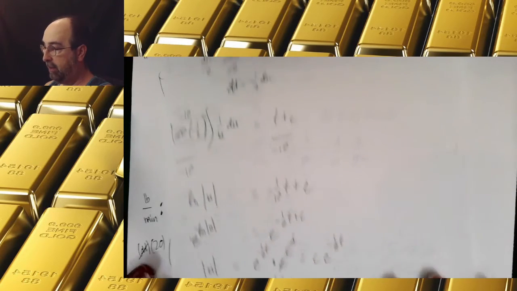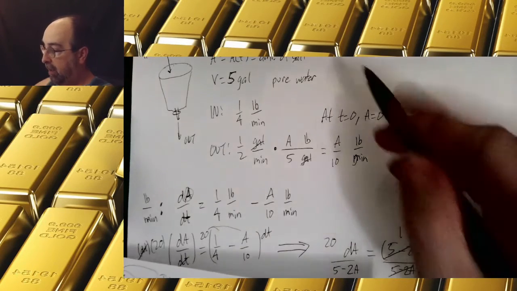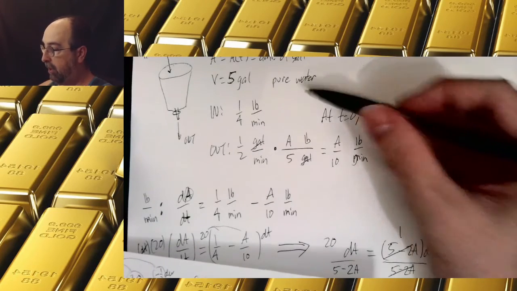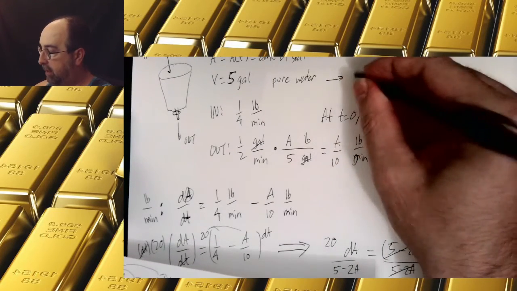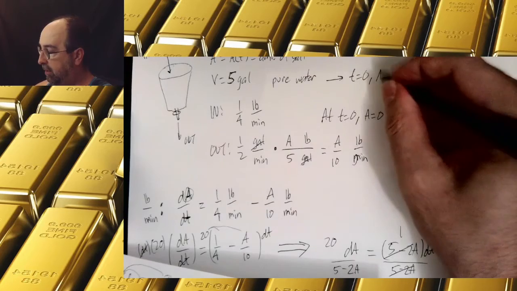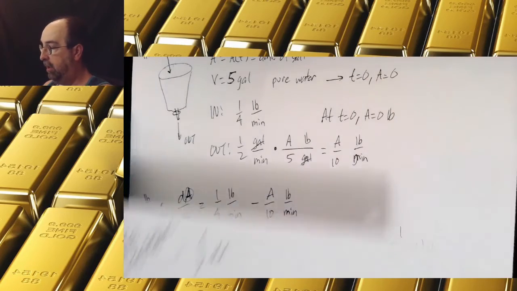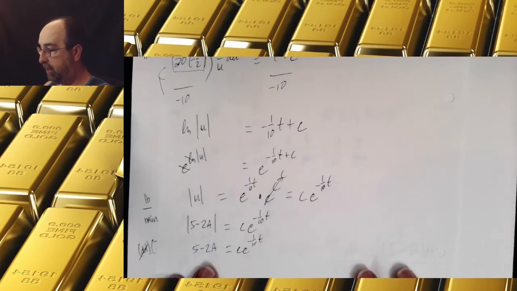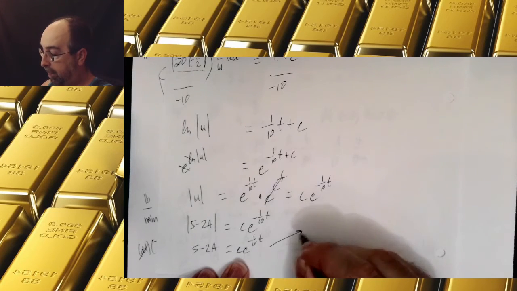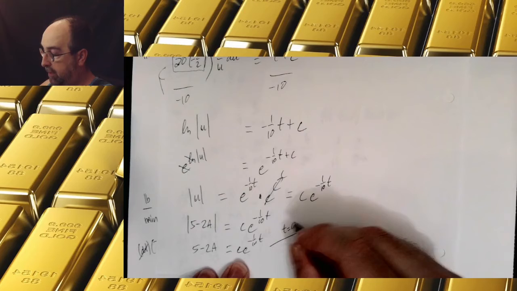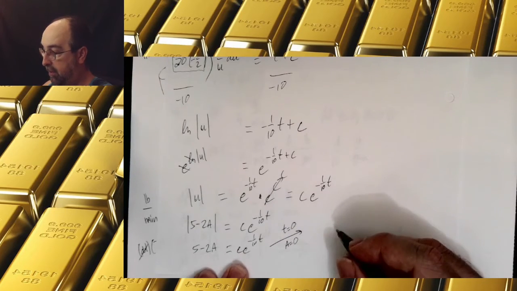Now, if we go back to the beginning of the problem, at the beginning we had pure water. And pure water means that at the beginning, when t was 0, the amount of salt would be 0. So now if I come back to this work, I can try to figure out the value of c. I can say that when t is 0, a is 0.